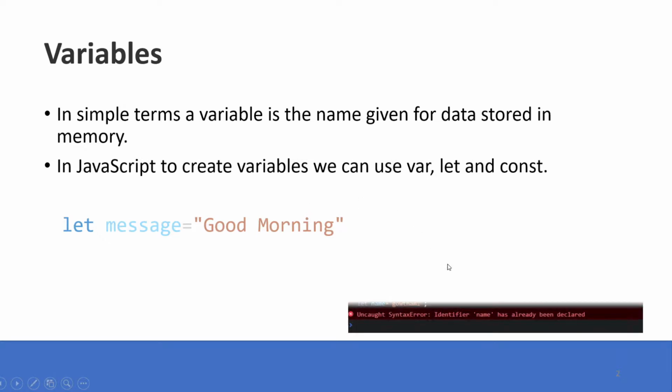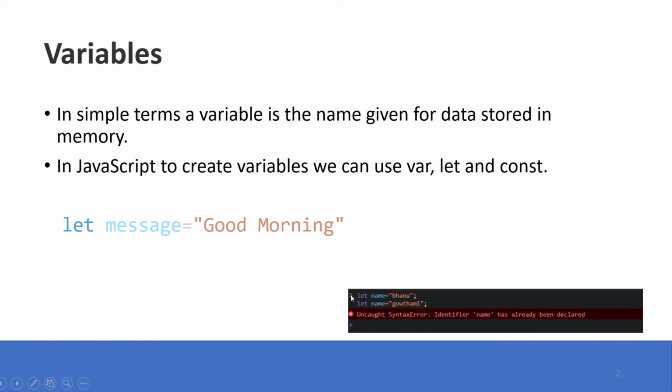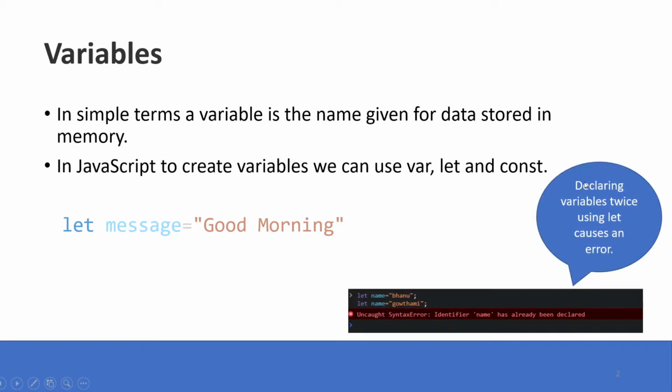We will see. So in JavaScript, if you declare a variable twice, you will get an error: identifier has already been declared. Once it is declared, it can be changed, but you cannot redeclare it. So in order to change it, you need not write let again. You can just use the variable name and assign the new value. We will see all those. Declaring variables twice using let causes an error, identifier redeclared.